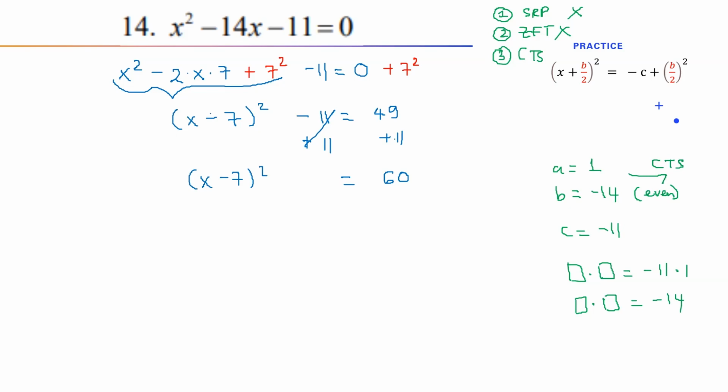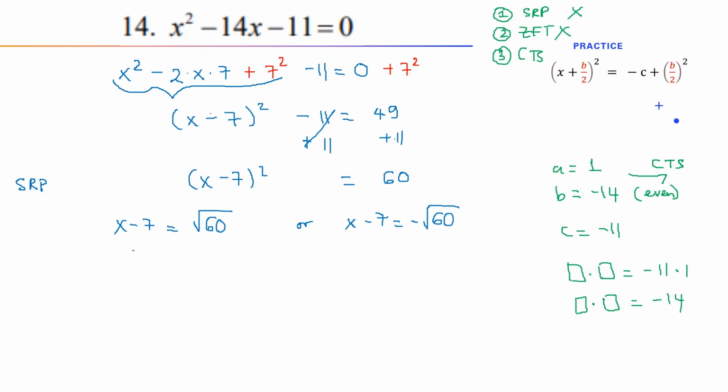Now this one, we use the square root property. So take the square root of both sides. We have x minus 7 equal square root of 60, or x minus 7 equal negative square root of 60.